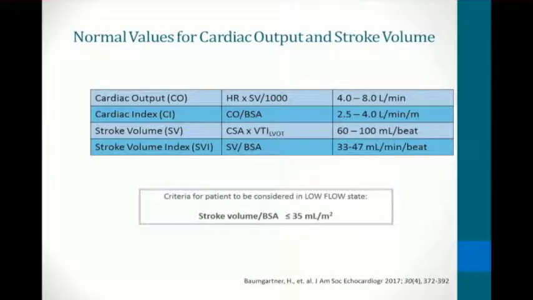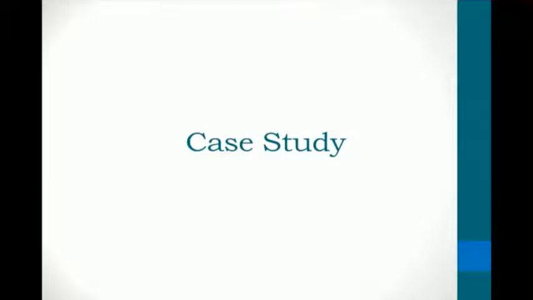If your patient has a cardiac output greater than 8 liters per minute, they are considered to be in a high flow state. If the patient is in a low output state, their stroke volume index, where you take the calculated stroke volume and divide it by the patient's BSA, would be less than 35 milliliters per meter squared. It's a lot of math, but putting it into context with a case study may help make more sense.